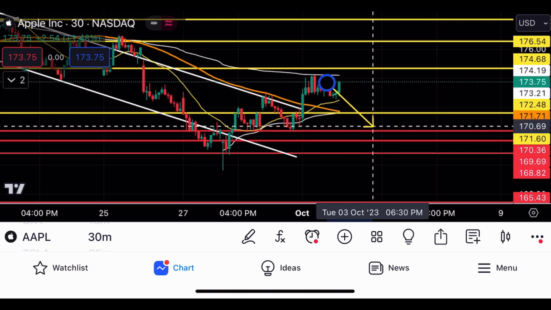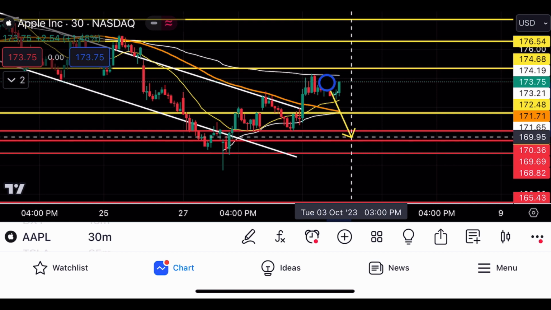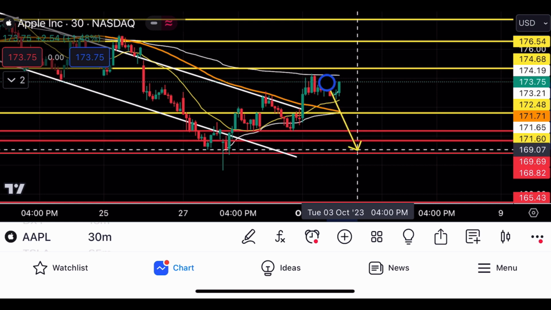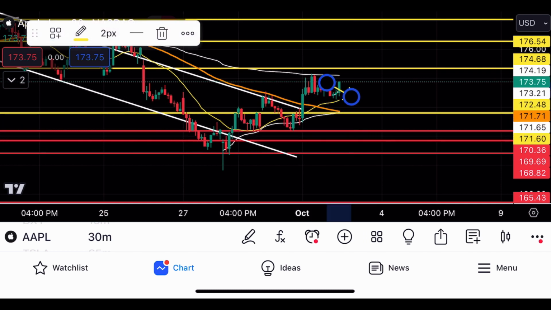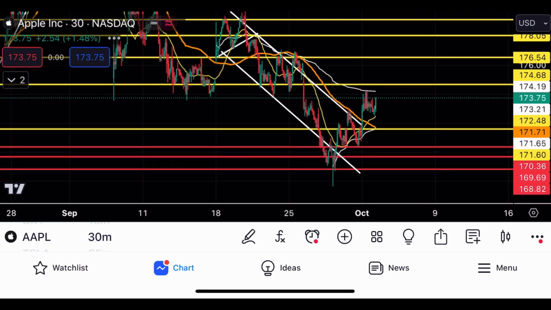So to the downside, if we get through the 20-day moving average and the 5-day moving average, then we can go ahead and break that, and then we can see 170.36. Below 170.36 will give us 169.70. Below that will give us 168.82. Again, if you didn't watch the last video, I suggest you watch it so you can see what that 168.82 area means to us.